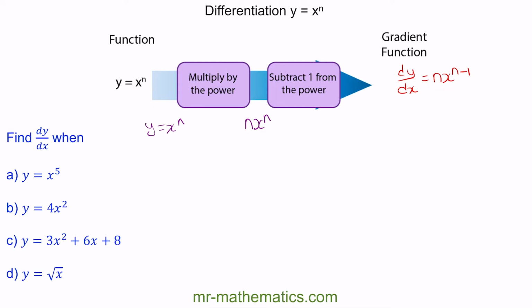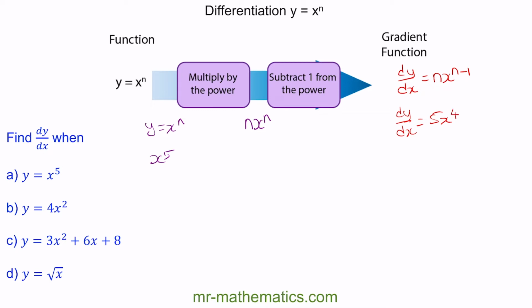So we'll work through the examples of question A. If we have x to the power of 5, we multiply by the power, so we multiply this 1 by this 5, and we get 5x. So dy by dx will be equal to 5x, and then we take away 1 from this power, so we're left with 5x to the power of 4.